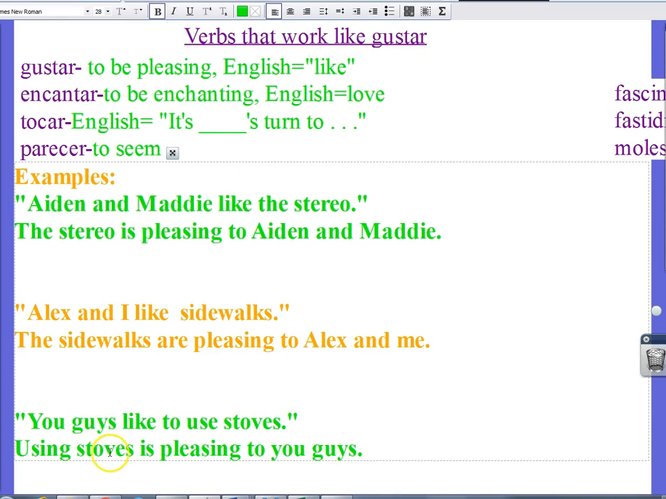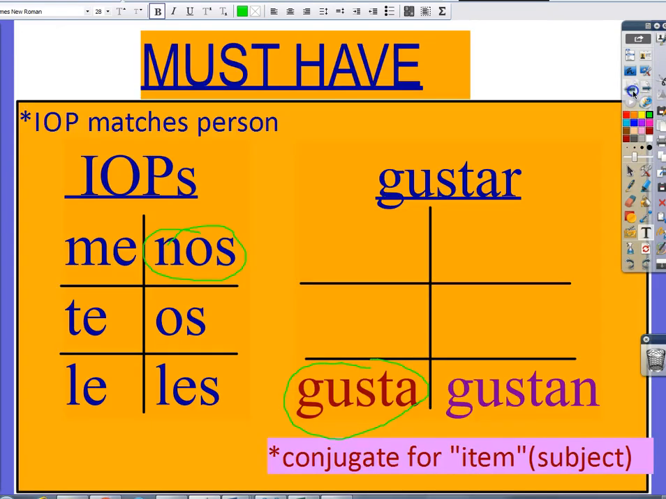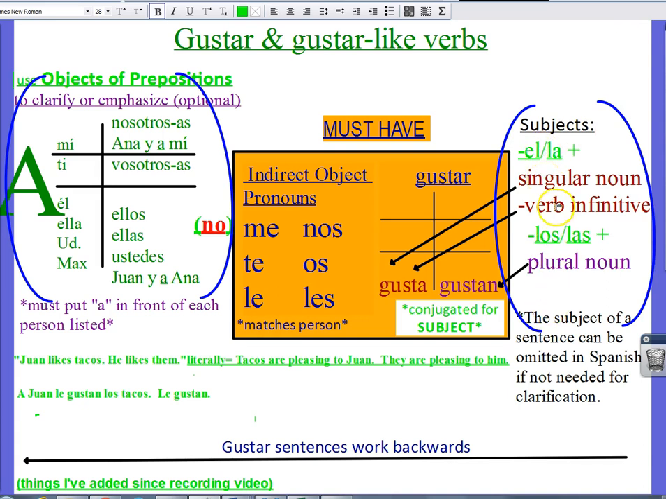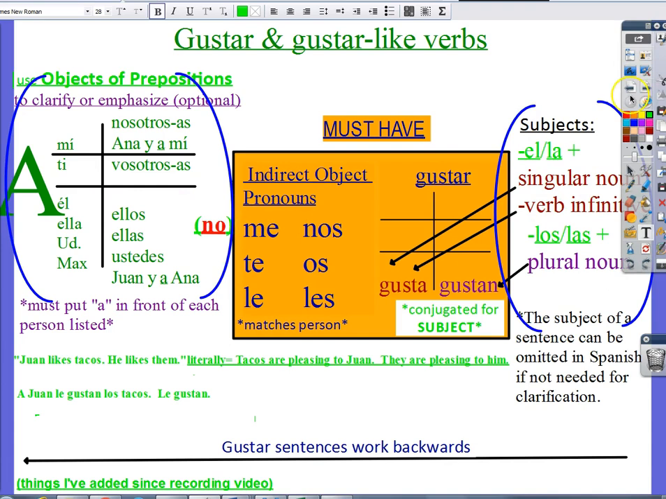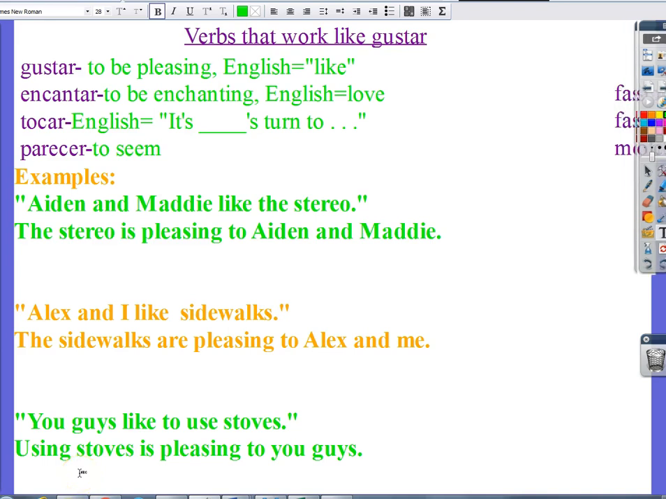So write both of these English sentences down and then you'll write down your Spanish translation. And how will you do it? Well, your only choices for your subject are nouns or a verb infinitive. And so that means you can only use the verb infinitive of to use. Usar, U-S-A-R. And that's going to be all the way to the right. And then you're going to say using stoves is pleasing to you guys. So go left to right or right to left, whatever makes the most sense in your brain. And skip a line for the Spanish translation.